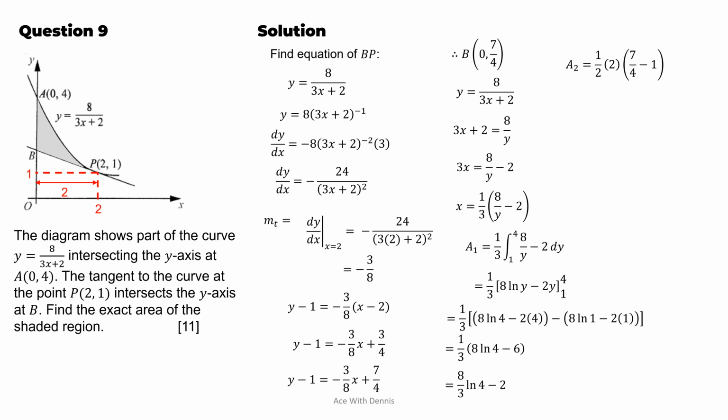Next, I want to find the second area, which is the area of the triangle. So it will be half times 2 times 7 over 4 minus 1. And the answer is 3 over 4. Therefore, the area of the shaded region will be A1 minus A2, which is 8 over 3 ln 4 minus 2 minus 3 over 4. And the answer is 8 over 3 ln 4 minus 11 over 4 units squared.